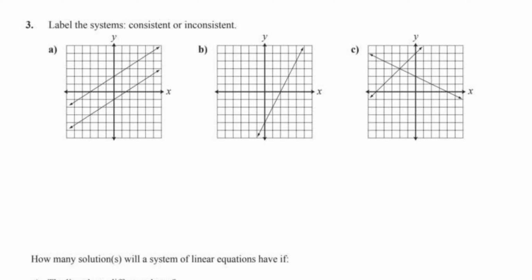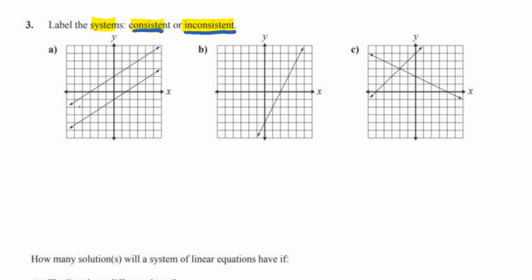I'm going to start the homework video guide on question number 3 for section 6.1, and for this problem I need to label the system as consistent or inconsistent. Now consistent just means that there's an intersection point, and inconsistent means that there are no intersection points.